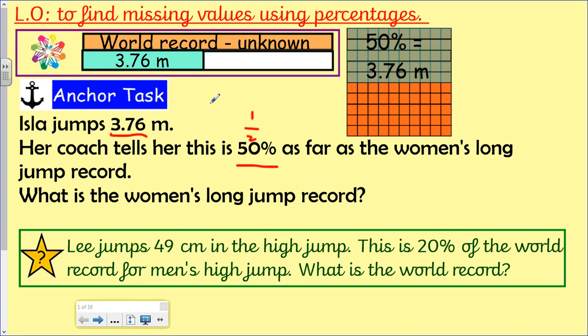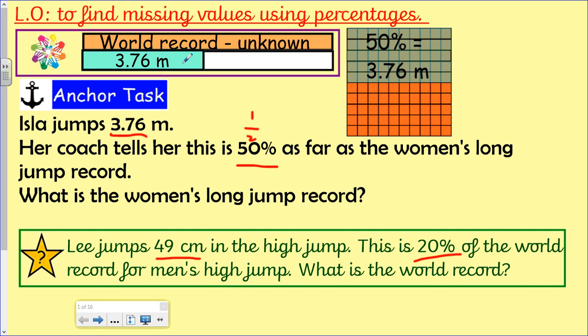Okay, same on the challenge here. We will go through this, but try and have a go at it on your own first. I'll just read that one before I go back to the main anchor task. So it says Lee jumps 49 centimeters in the high jump. This is 20% of the world record for the men's high jump. What is the world record? So if you know that 20% is 49, can you work out 100%, the whole amount? Okay, so I'm just going to pop back to this one. Please make sure you've had a go before I go through it.